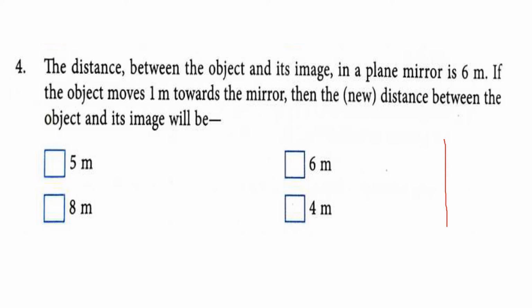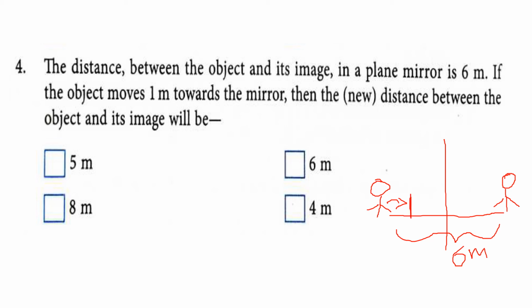Fourth one, the distance between the object and its image in a plane mirror is 6 meters. Now here you have the mirror, here you are standing. You are the object here. So here you got the image of you. Between you and the image, the distance is 6 meters. If the object is moving 1 meter towards the mirror, now when you are moving towards the mirror, 1 meter you have moved. Now you are standing here.